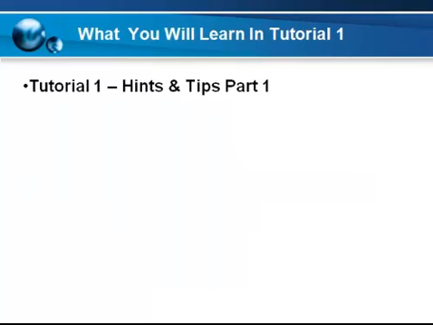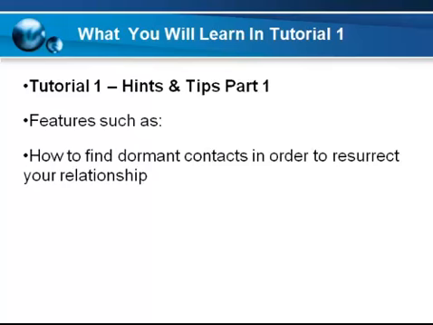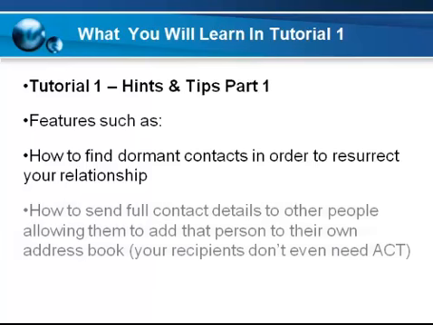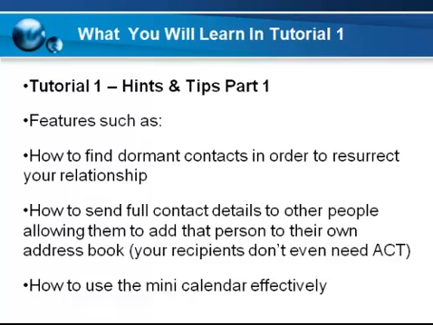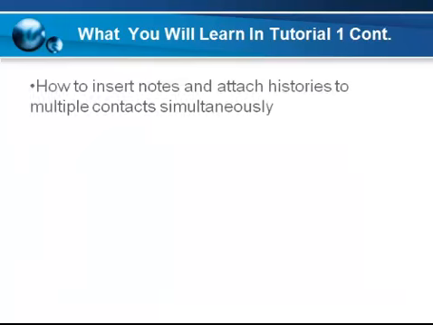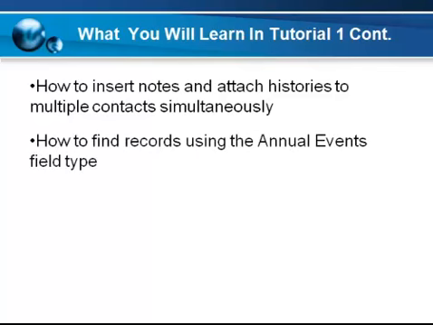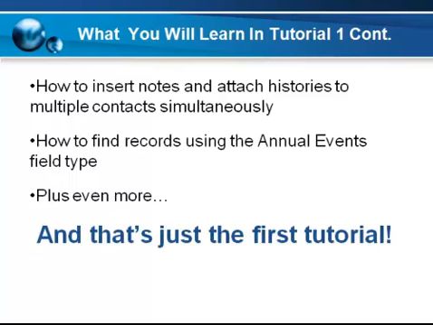So what will be covered in the first tutorial? Well, features such as how to find dormant contacts in order to resurrect your relationship, how to send full contact details to other people, allowing them to add that particular person to their own address book, and your recipients don't even need ACT to do this. How to use the mini calendar really effectively. How to insert notes and attach histories to multiple contacts simultaneously. How to find records using the annual events field type, plus even more. And believe it or not, that's just the first tutorial.